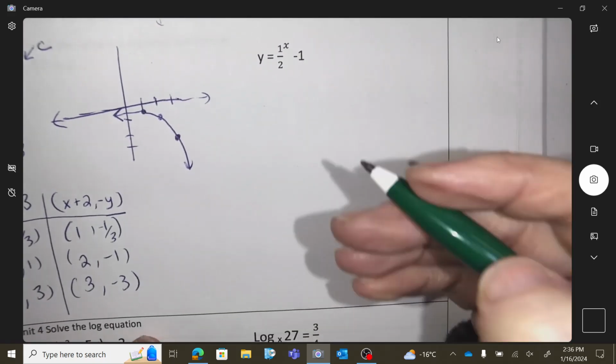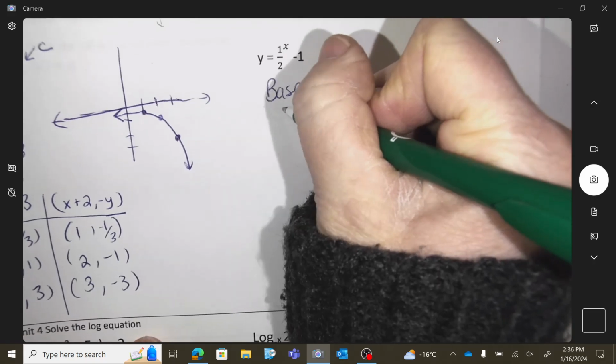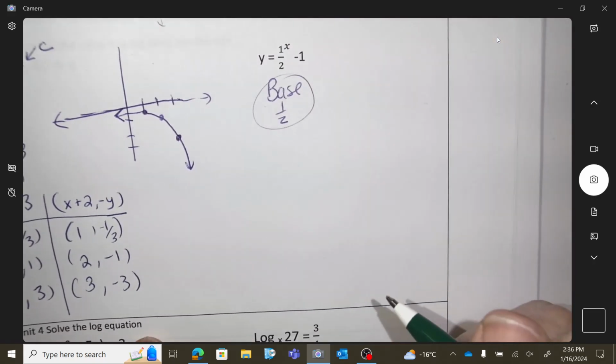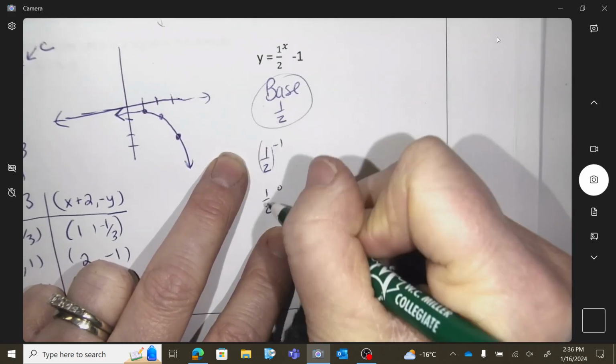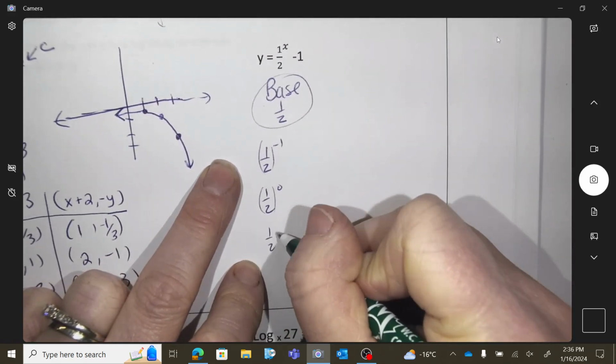Okay, and then the last one has a base of a half. So a half to the -1, a half to the 0, a half to the 1.